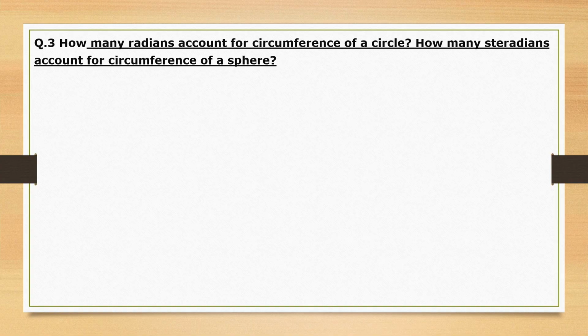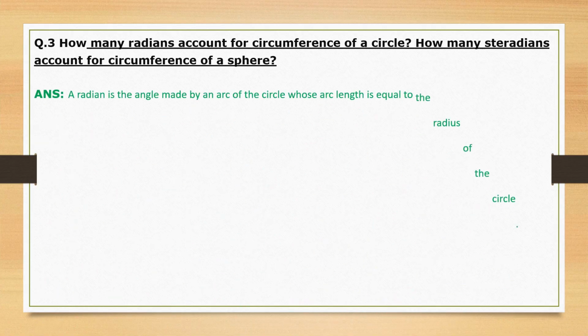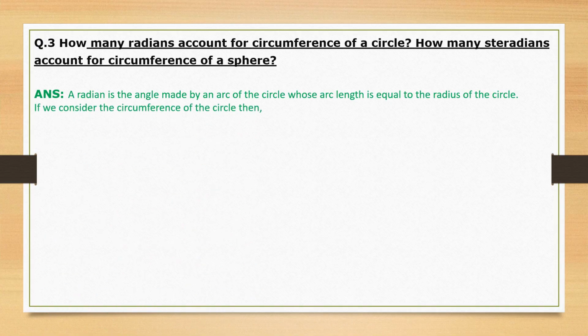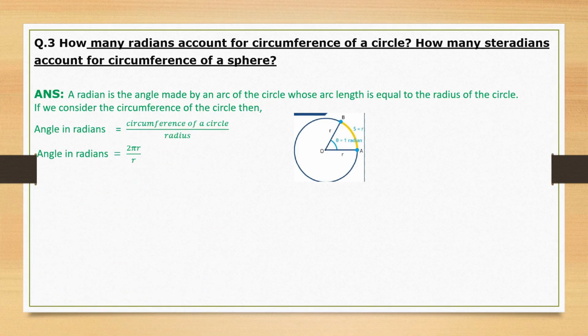Question number 3 is, how many radians account for the circumference of a circle and how many steradians account for the circumference of a sphere? A radian is basically an angle made by an arc of a circle whose arc length is equal to the radius of the circle. If we consider the circumference of a circle, then by the relation we are familiar with, S is equal to r theta, angle in radian is equal to the circumference of the circle over radius. Since circumference is equal to 2 pi r, over r, r and r will cancel out with each other and we will be left with angle in radian equal to 2 pi radians.